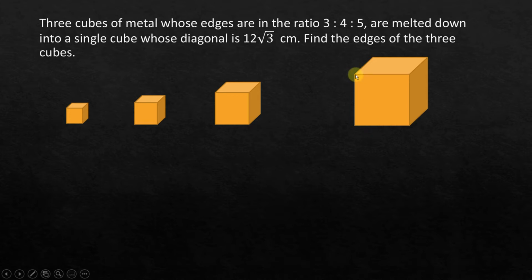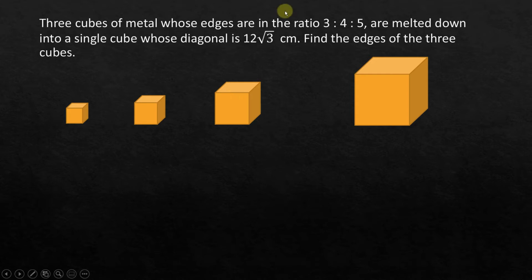And this cube's diagonal, a cube's diagonal is from, let's say, if we take this face, from this corner to the diagonally across corner, that is the diagonal here, and the length of that diagonal is given here, 12 times square root of 3 centimeters. And find the edges of the three smaller cubes.